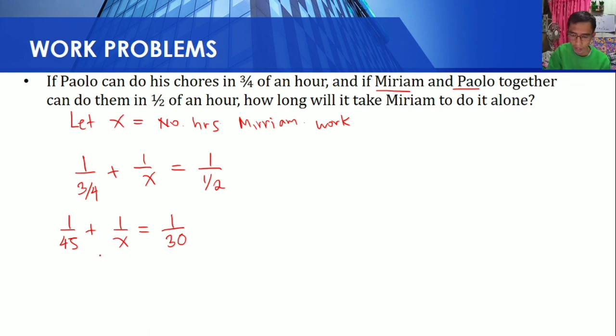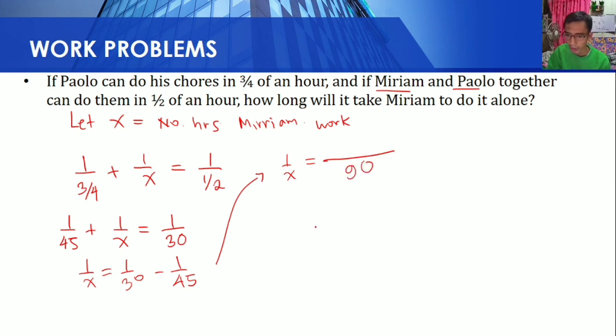To solve for the value of x, we combine similar terms and move 1 over 45 to the other side. So 1 over x is equal to 1 over 30 minus 1 over 45. Let's find their common denominator. So 1 over x is equal to, the common denominator of 30 and 45 is 90, di ba? So 90.